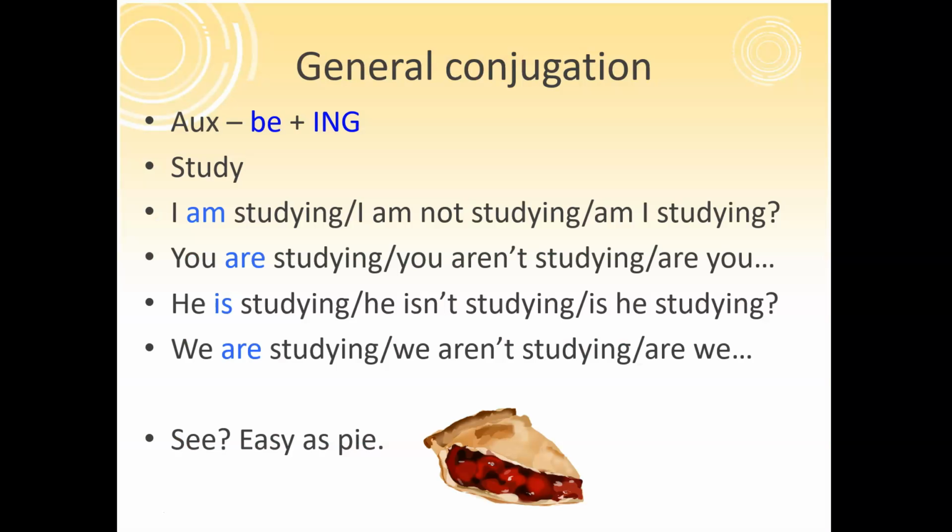The general conjugation for progressive verbs is with the auxiliary be. If it's present progressive, be is in the present. But you always add an ing to your verb. So I am studying. I am not studying. Or am I studying? Not very complicated.